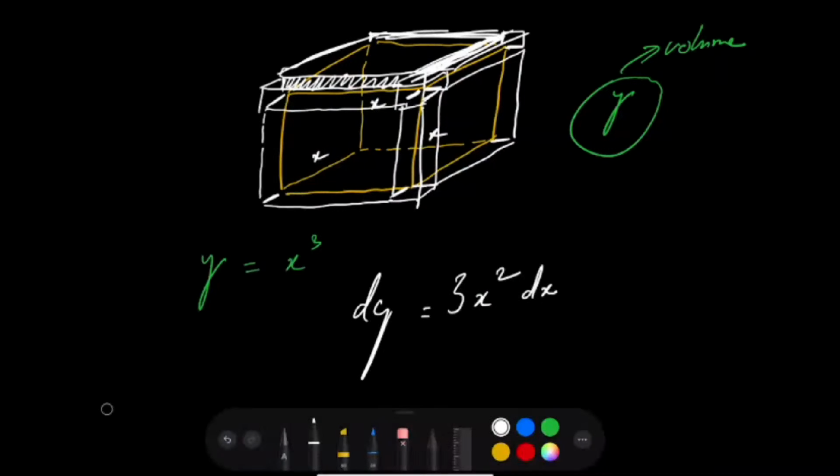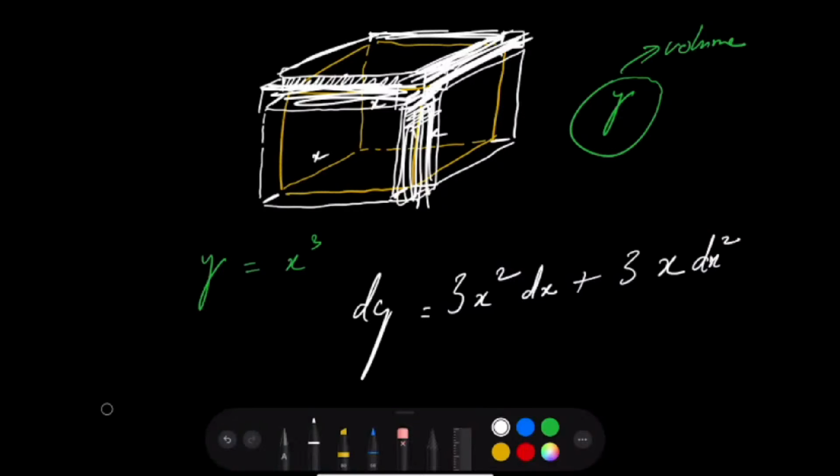Then there are three pillars. These pillars, if you see these pillars, there are three pillars. There is one pillar here, and one pillar here. Now the base of the pillar is dx squared, and the length of the pillar is x. So it is 3 because there are three pillars. So the base is dx squared into height x of that pillar.